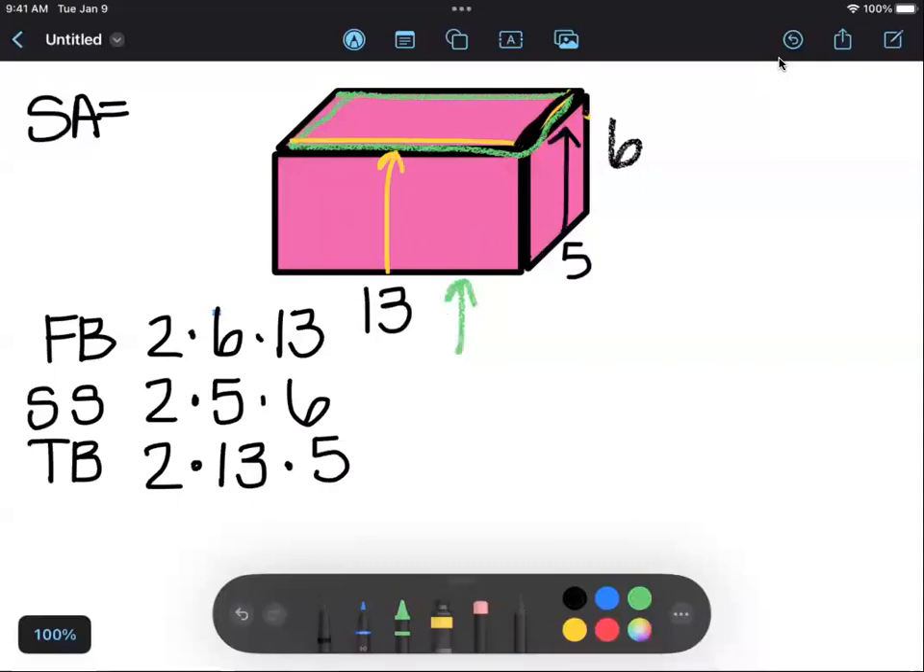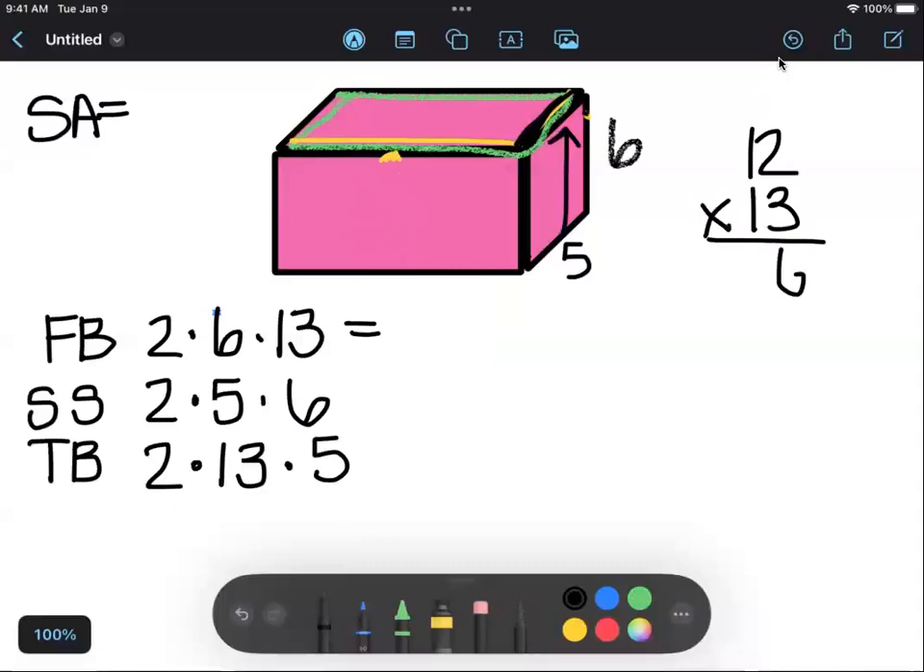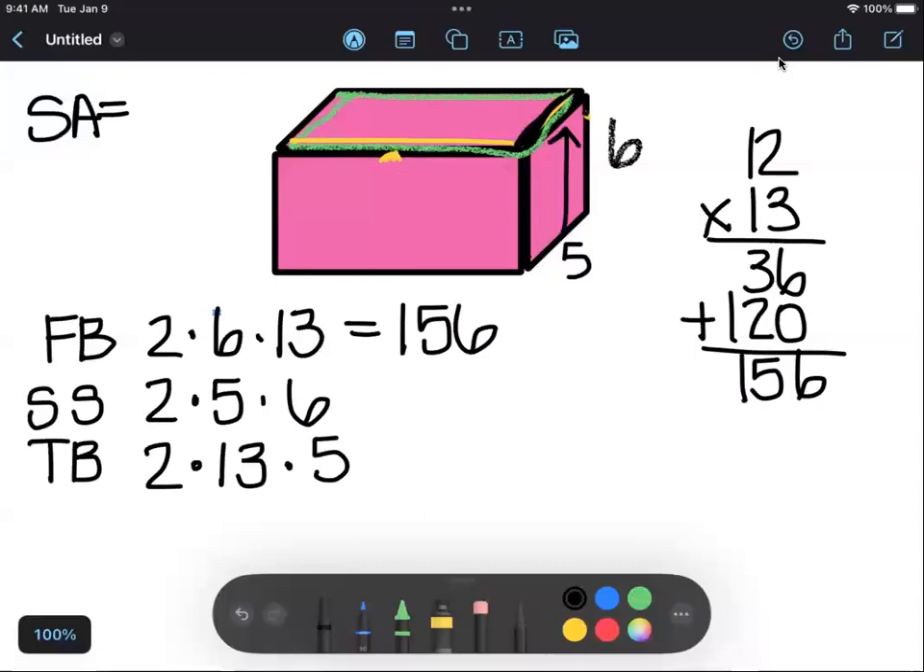All right, I'm going to erase some of these and get them out of our way so they don't get confusing for us as we do the math for the rest of this. Okay, so 2 times 6 is 12. Then we would have to do 12 times 13 to find the first number. So 2 times 3 is 6, 1 times 3 is 3, add a 0, 2 times 1 is 2, 1 times 1 is 1. This becomes 6, 5, 1. So 2 times 6 times 13 is 156.